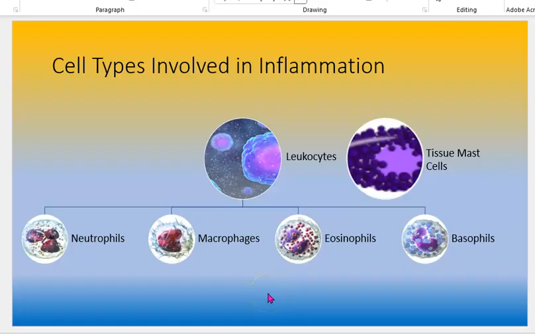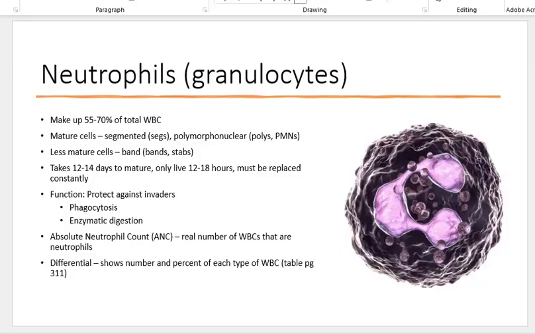So, cell types involved in inflammation. You have neutrophils, macrophages, eosinophils, basophils, and mast tissue cells. The first one we'll talk about is neutrophils or granulocytes.